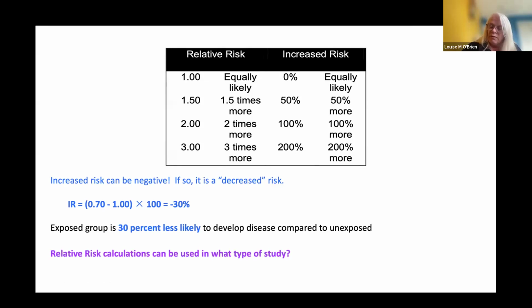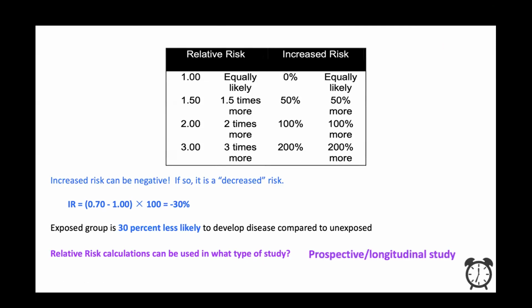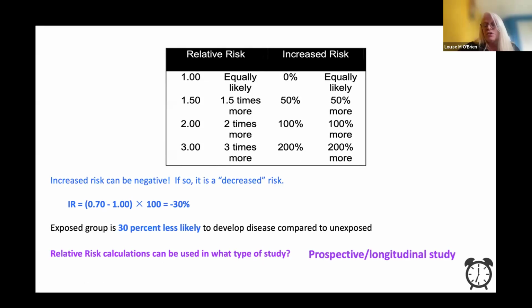So here's a shout out to everybody. Relative risk calculations can be used in what kind of study? Remember, we said it was an incidence. Does that help? Everyone's gone quiet. Prospective. Prospective or a longitudinal study, because you need to calculate incidence. So relative risk is used in longitudinal studies. That's something to remember. A lot of the studies out there use odds ratios, but really, they should be using relative risk.